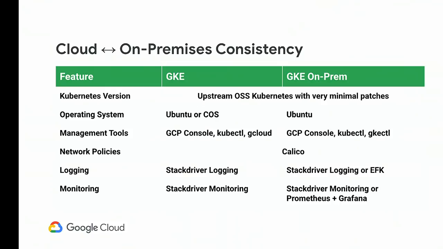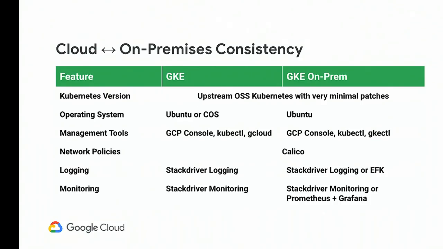So in terms of consistency, GKE versus GKE On-Prem, you see there's a lot of similarities here. The operating system on-prem is Ubuntu versus the Container-Optimized OS. There are some minor tool differences. The console's the same, kubectl's the same, or kubectl, depending on how you like to pronounce that. gcloud swaps out for GKE CTL, so GKE Cuttle, which allows you to spin up a new cluster, and that's how you deploy user clusters inside the environment.